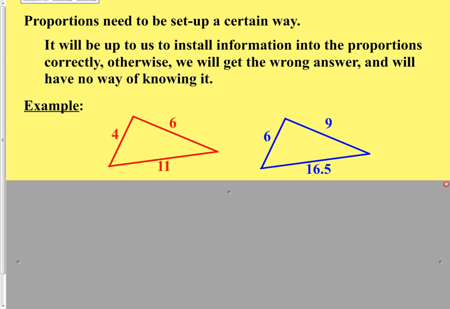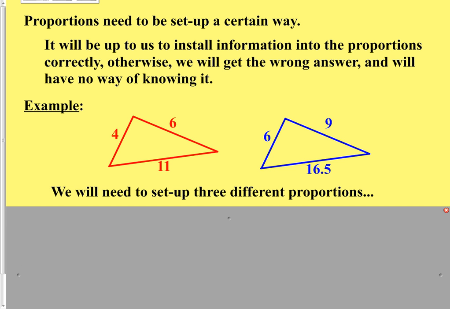Okay, if we are interested in trying to prove whether these triangles are similar or not, it's going to be necessary to prove that their side lengths are proportional. Okay, and the basic rule for similar polygons is this: however many sets of sides you have on your polygons, it will take that many proportions in order to prove that they are similar or not. So we are going to need to set up 3 different proportions dealing with these 3-sided polygons.